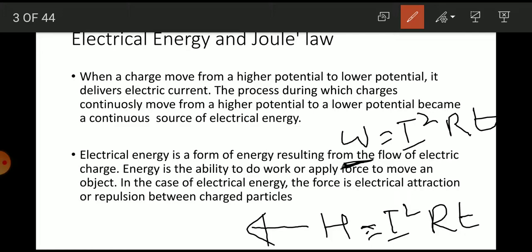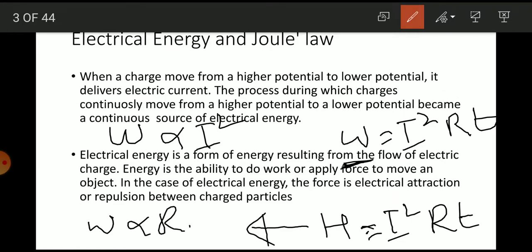When a charge moves from a higher potential to a lower potential, it delivers electric current. The process during which charges continuously move from a higher potential to a lower potential becomes a continuous source of electrical energy. If you have an electrical circuit and electric current is flowing, energy will be consumed. The energy consumed is directly proportional to the square of current, directly proportional to the resistance, and directly proportional to the time for which the electrical energy is consumed.